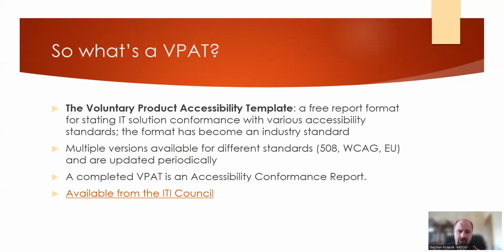Now, specifically, what we want to talk about today is the VPAT. So what is that? VPAT stands for the Voluntary Product Accessibility Template. This is a free report format for stating IT solutions' conformance with various accessibility standards. And the format has become an industry standard. So most of the time when we're talking about ACRs, we are talking about VPATs.